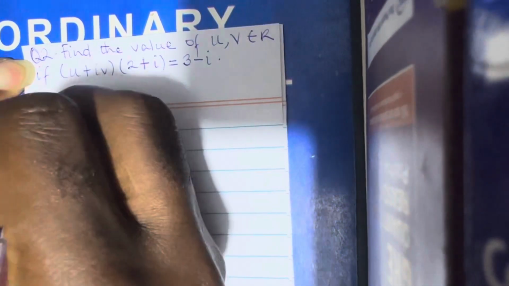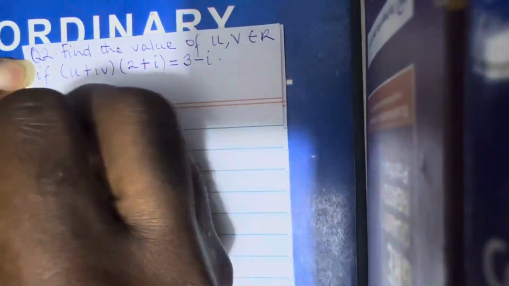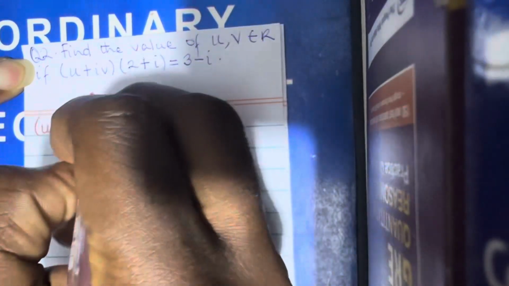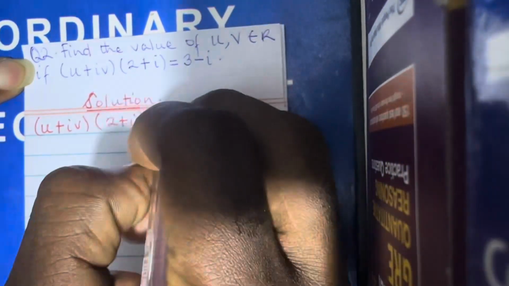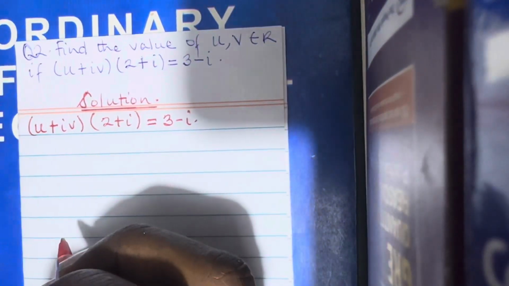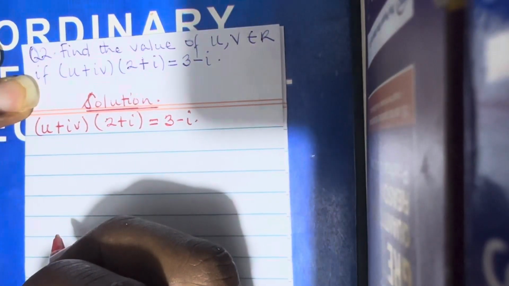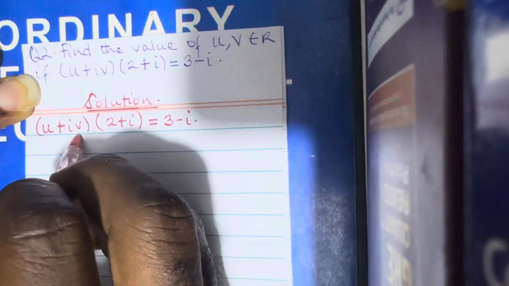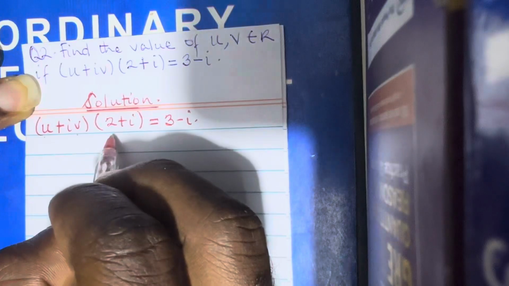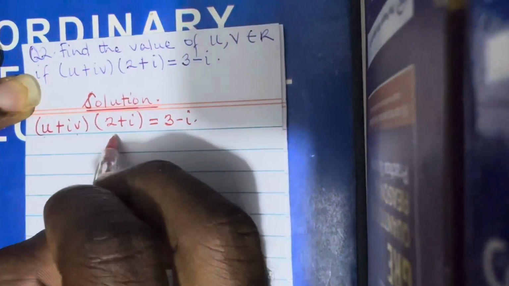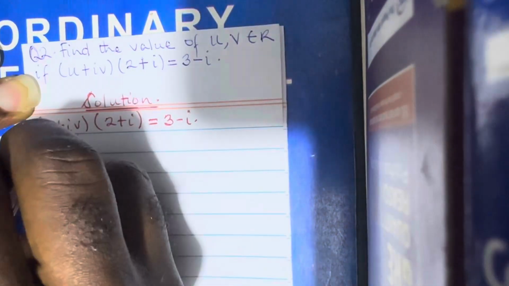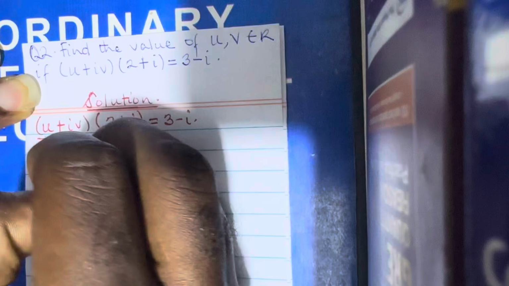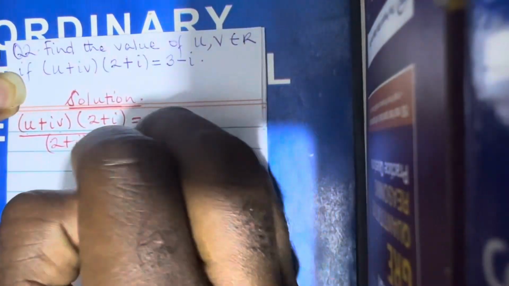So I have (u plus iv) multiplying another bracket (2 plus i) equal to 3 minus i. That is the first step. And the next thing, because I'm trying to find the value of u and v, I would like to divide both sides by the expression 2 plus i to get rid of this, so that I'm left with this. So I'll divide this side by 2 plus i, and the other side also by 2 plus i.